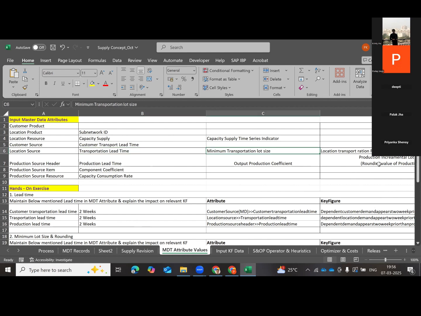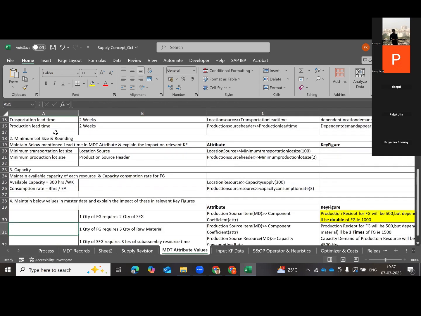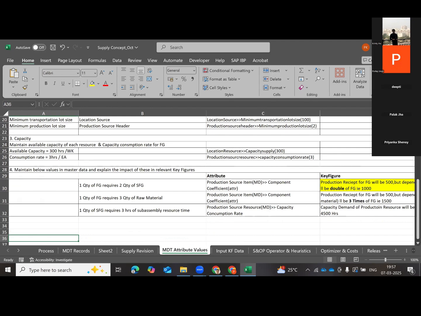Once you make changes in these attribute values, it will result in a difference in the numbers that you see in production receipt, transport receipt, those output key figures. So now you can read this in SAP help and then try and see what is the impact on the key figure values. So this is where we have different attributes which are important and relevant. In the hands-on exercise also, here is a hands-on exercise. In fact, I have said that we should work on the lead time, minimum lot size and rounding, capacity, etc. Maintain below. So this can be used to perform some hands-on exercise as well.